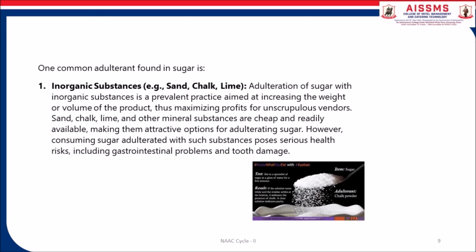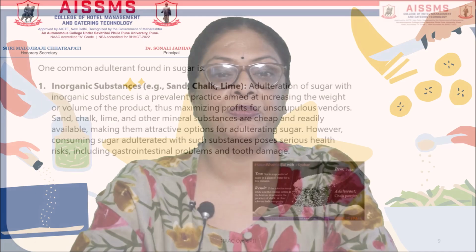Sand, chalk, lime and other minerals used are cheap and readily available in the market, making them attractive options for adulterating sugar. However, consuming sugar adulterated with such substances can risk serious health issues, including gastrointestinal problems and tooth damage. The detection method for this is very easy.